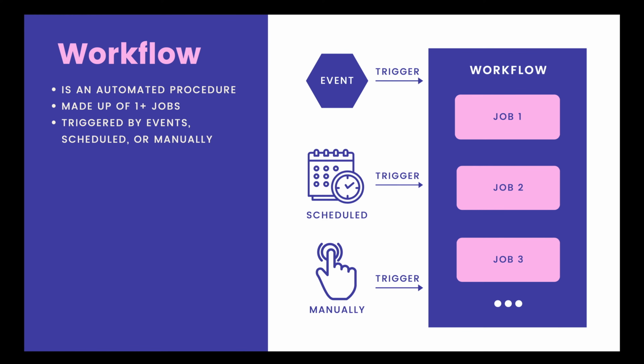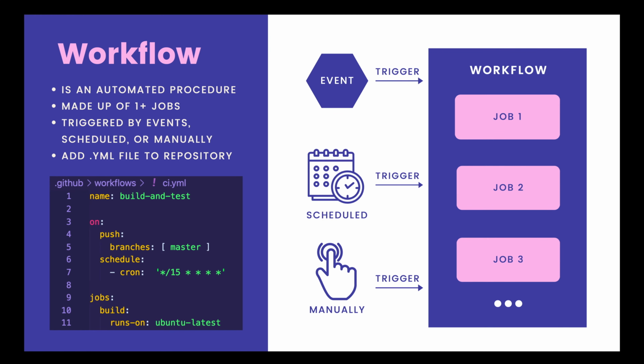To create a workflow, we just need to add a YAML file to the GitHub Workflows folder in our repository. For example, this is a workflow file ci.yaml. The name of this workflow is build and test. We can define how it will be triggered using the on keyword. This is an event that will trigger the workflow whenever a change is pushed to the master branch. And this is a scheduled trigger that will run the workflow every 15 minutes.